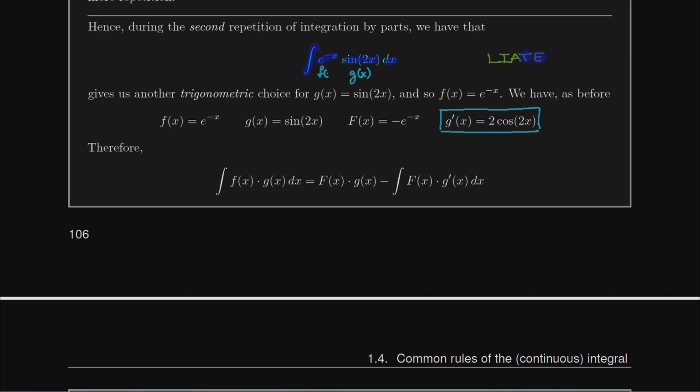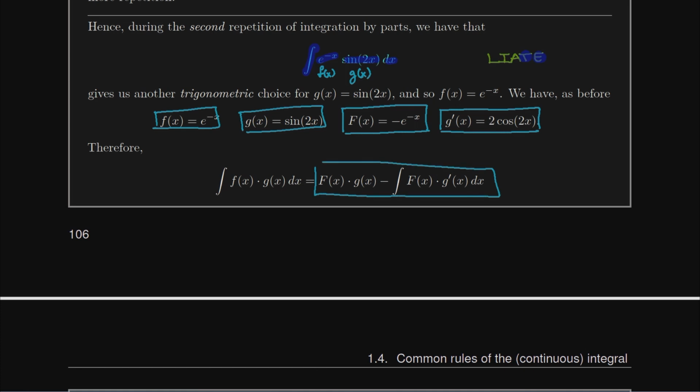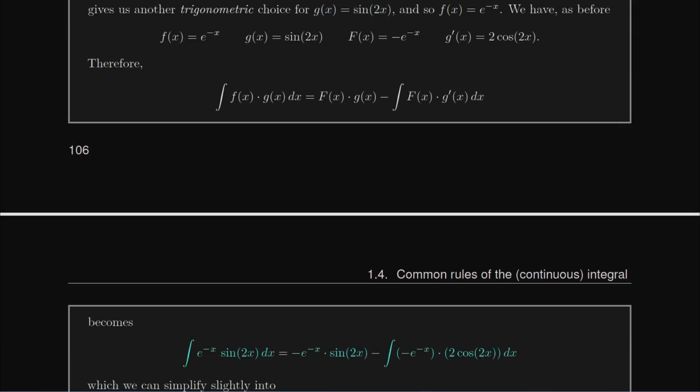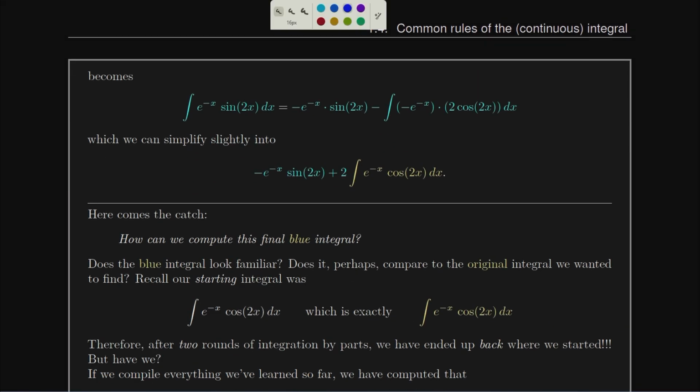We choose f of x as e to the negative x. As before, that's going to give me capital F as negative e to the negative x. And, lowercase f and lowercase g are coming along for the ride. If I substitute all 4 of those definitions into my integration by parts, what do I end up with? Well, I end up with capital F times g minus the integral of capital F times g prime. Let's go ahead and simplify that.